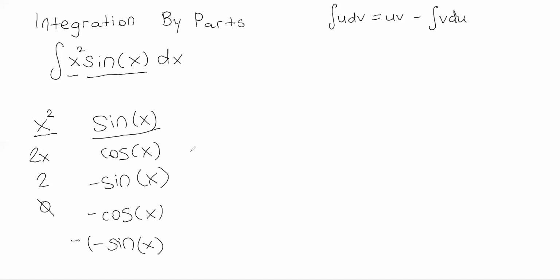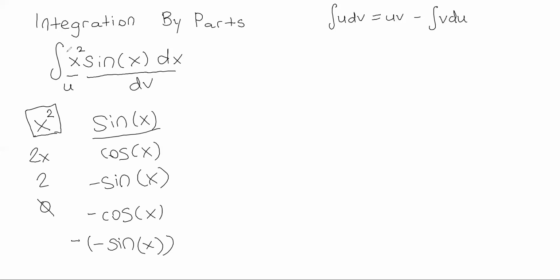But if we were to look at this other function we have, x squared, it's easy to tell that the derivative does get simpler. We get a simpler function every time we take the derivative. So that being said, this definitely should be u. U should always be the function that gets simpler when you take the derivative. This is u. So by default, this must be dv then.